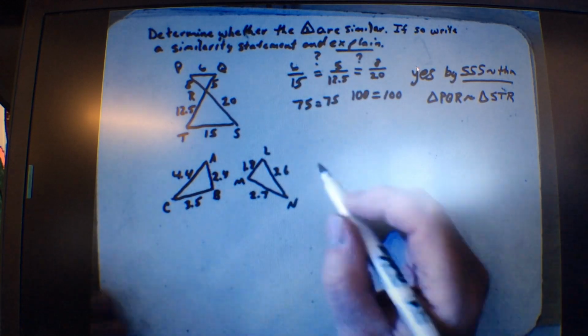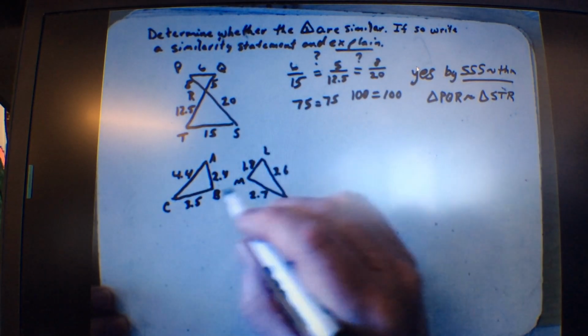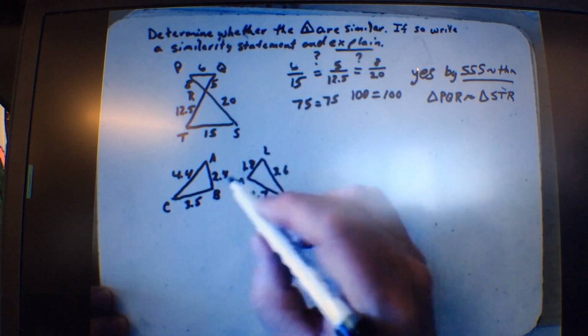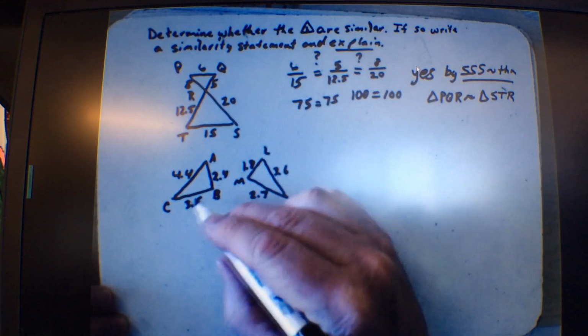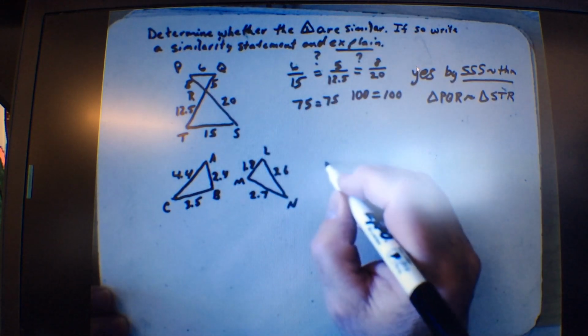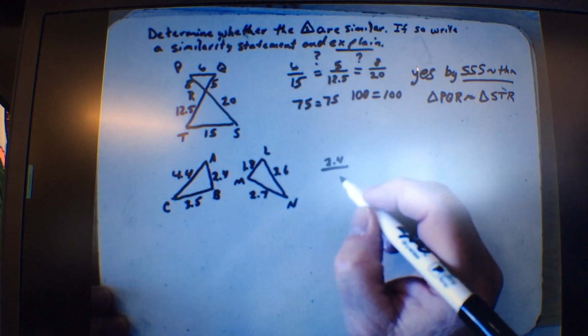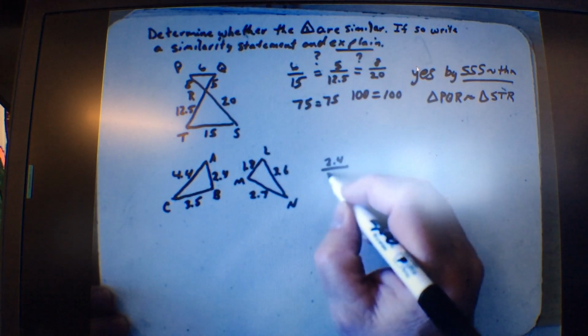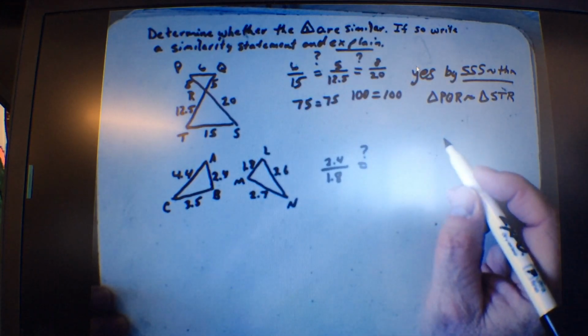All right. Let's go to this one. These two triangles. What's the smallest on this one? Let's go smallest to largest on this. What's the smallest on this triangle? This one here. 2.4 over 1.8. That's the smallest on that one. That should equal, question mark. We're trying to see if it equals it.